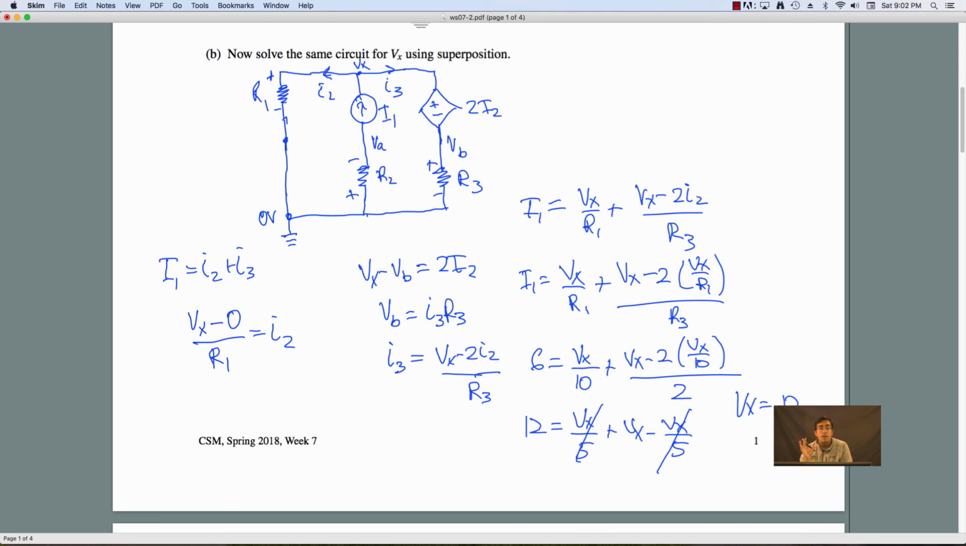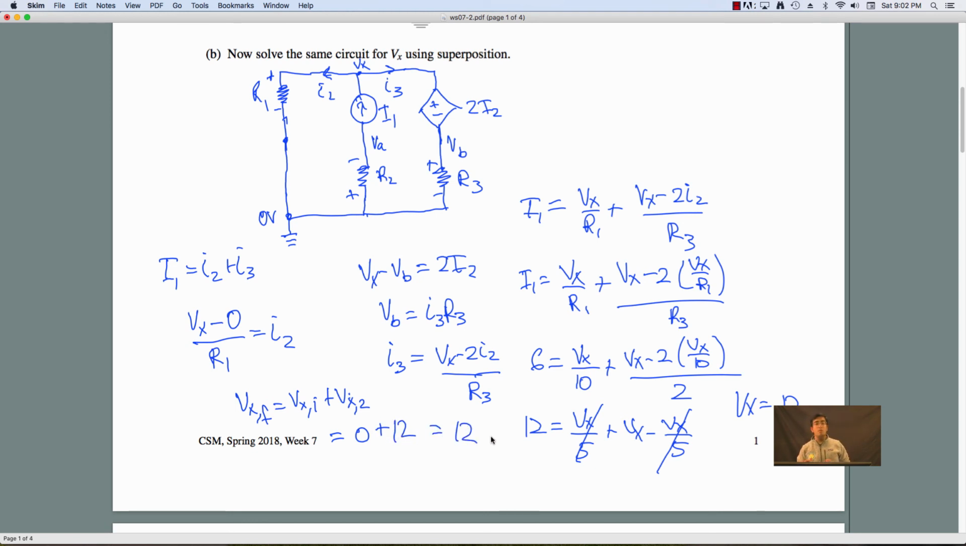And so, in this case, it turns out that this is our final answer, but I want you to remember that the way we do superposition is that at the end of the day, your final Vx is equal to the first Vx that you found plus the second Vx that you found, which in this case was 0 for the first case and 12 in this case, which is just 12.